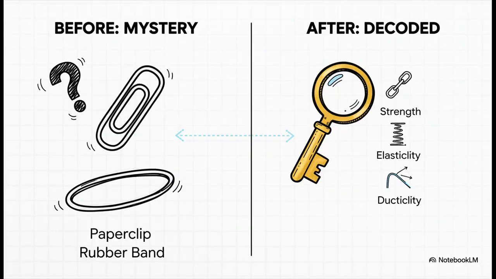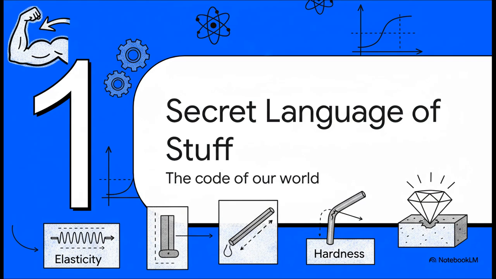Well, this isn't magic, it's material science. The reason these two objects act so differently comes down to a set of invisible rules. They're fundamental, hidden properties. And today, we're going to decode those rules. We're diving into what are known as the mechanical properties of materials. This is literally the language that engineers use to figure out what to build our world with. It's the hidden code that determines if something is going to bend, break, stretch, or survive a scratch.